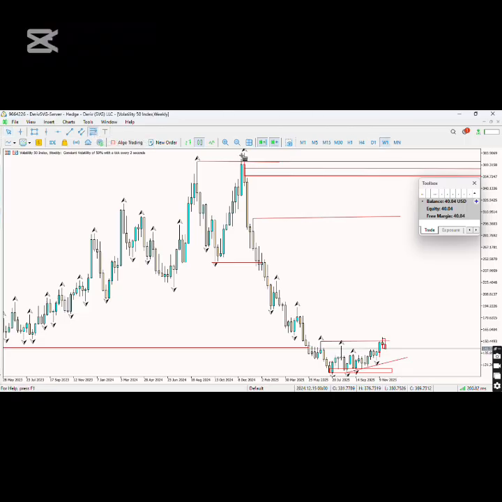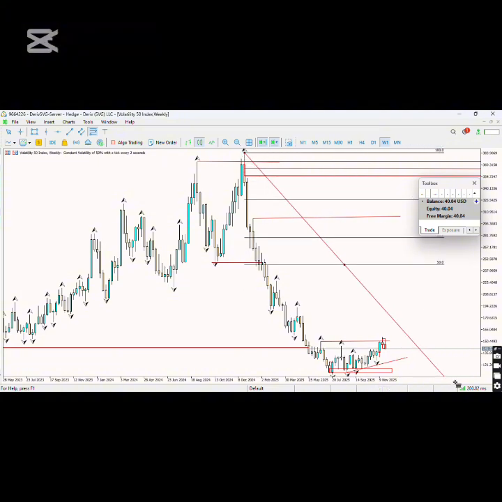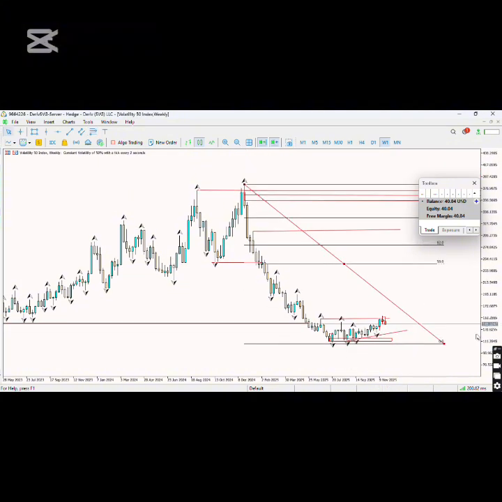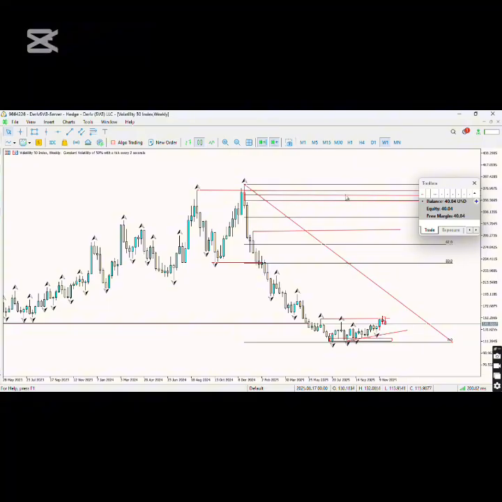So as you can see, since we started consolidating right here, I'm gonna take these areas right here. We have a premium, equilibrium, and discount.